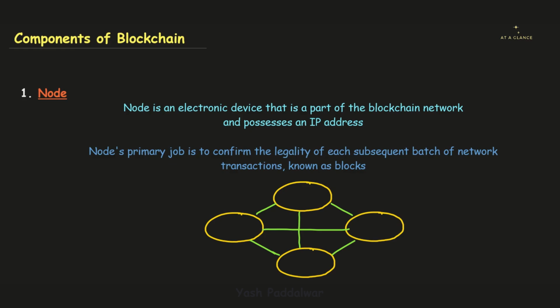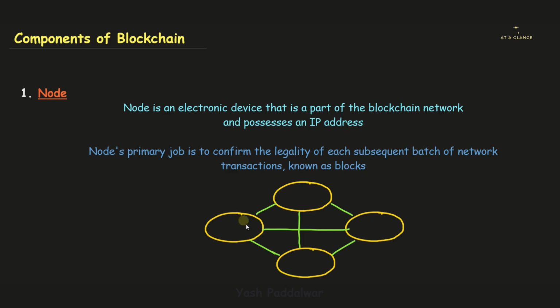In this particular video, we'll be looking into the components of blockchain. So, totally there are 7 components in blockchain. We'll be looking into all those components in detail in this video, starting with the very first component, which is the node component. Now, you can see the definition. Node is nothing but an electronic device that is a part of blockchain network and it has an IP address.